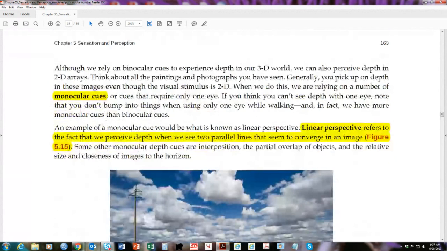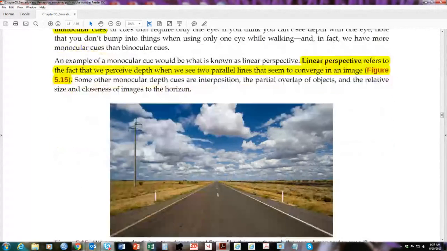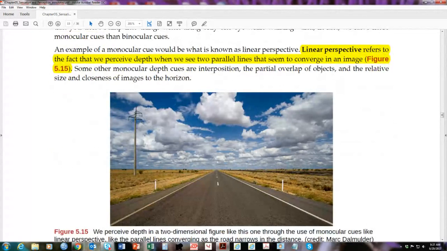Monocular cues for depth perception have to do with, well, they just require one eye. Monocular cue requires one eye. And one we are all familiar with would be linear perspective.